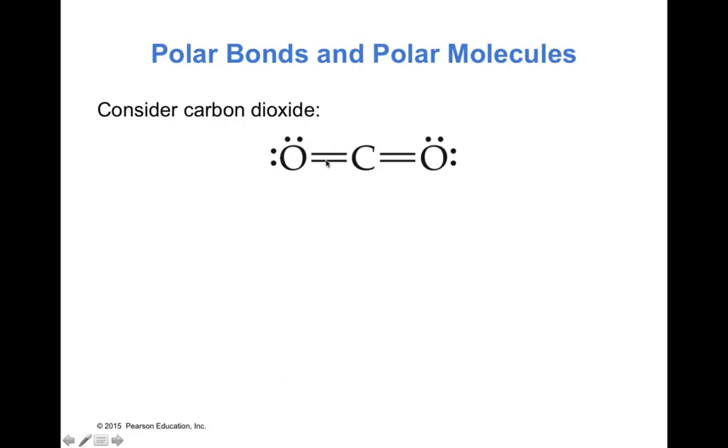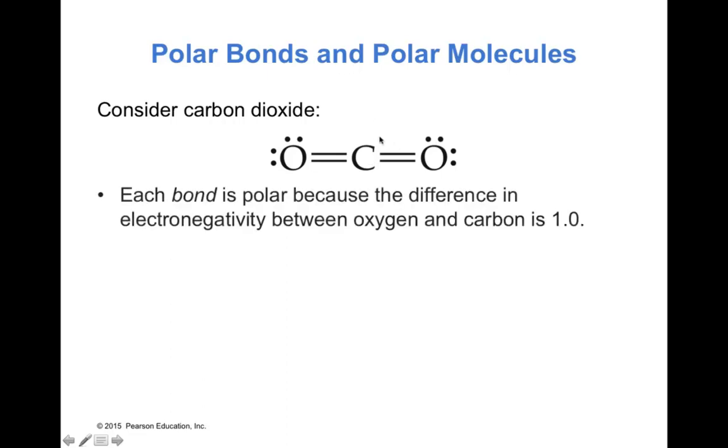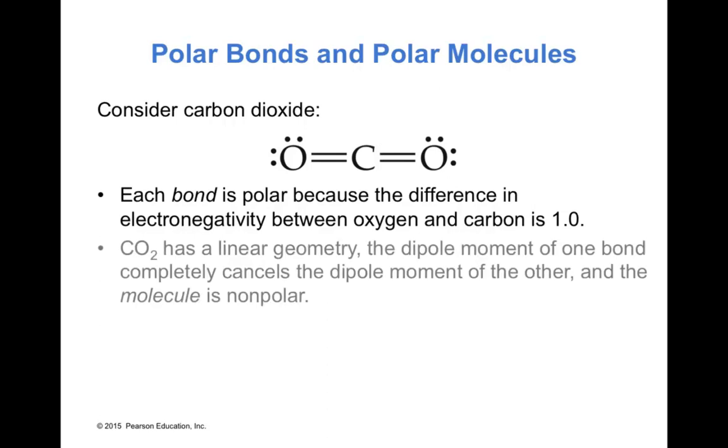This one is a polar bond, and this side is more partial negative because oxygen is more electronegative than carbon. So it's going to be partial negative, and this one is going to be partial positive. What about this one? This bond is also polar, because the oxygen is going to pull those electrons more than the carbon, and this is going to be partial positive. Each bond is polar because the difference in electronegativity between oxygen and carbon is 1.0.